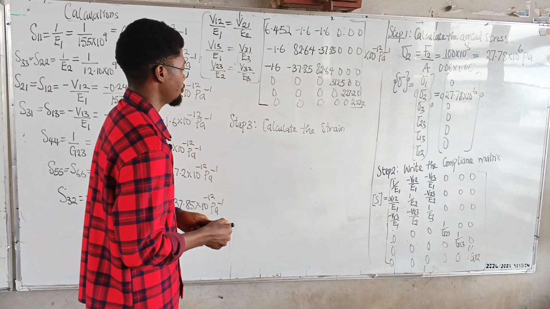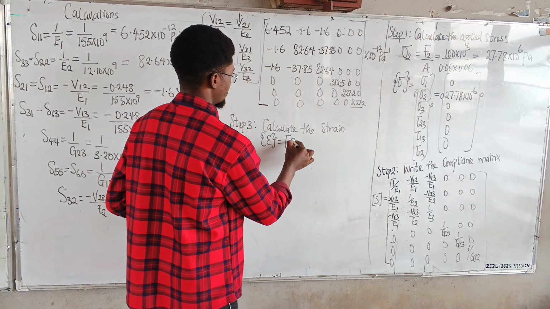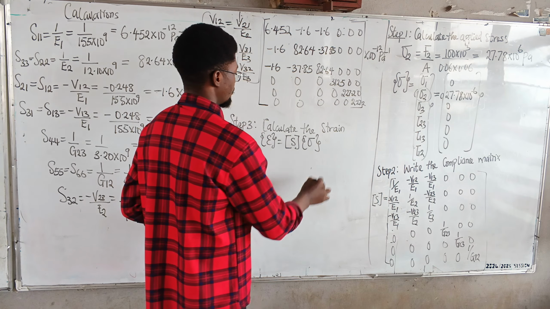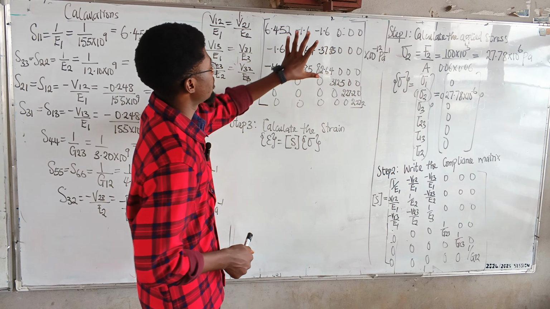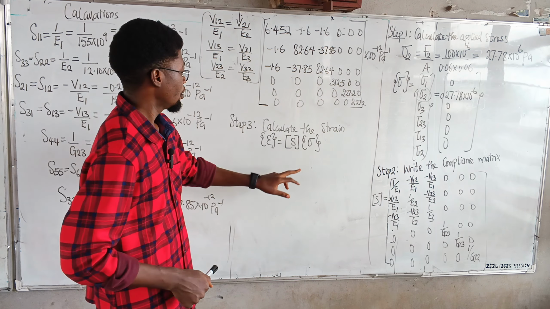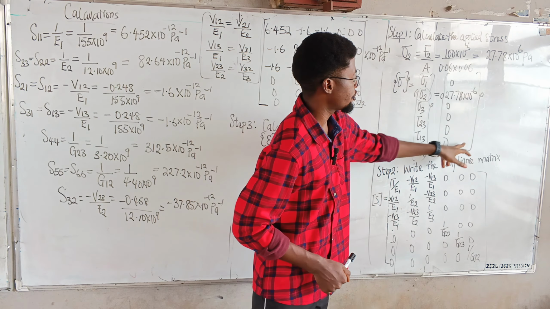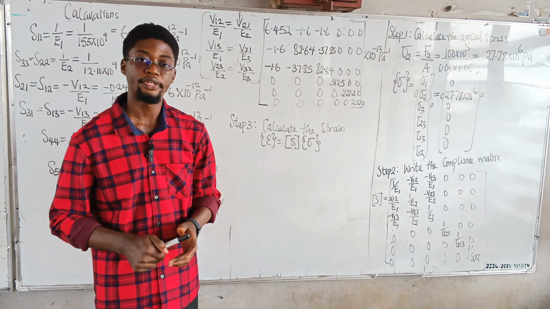So what is the formula for strain? We know that it is the compliance matrix S multiplied by my stress vector. So what is my compliance matrix S? This is what I've gotten out of it. What is my stress vector? This is everything for my stress vector. So when I multiply both of them, I should be able to get my strain vector.